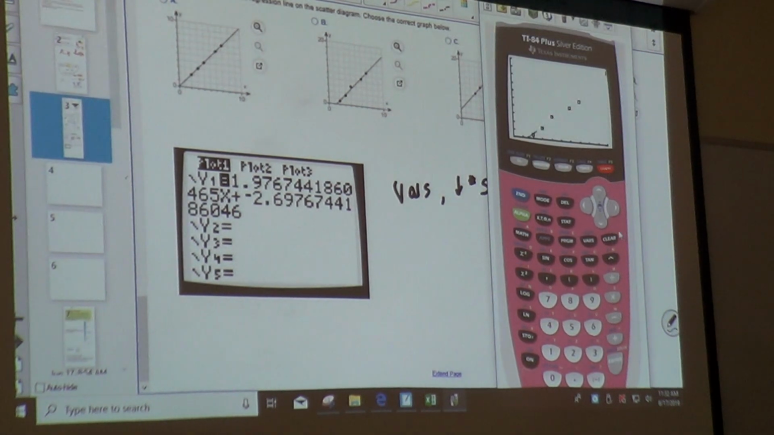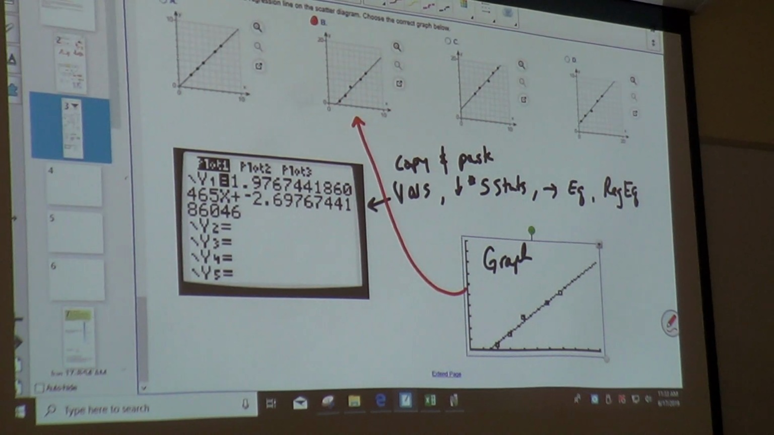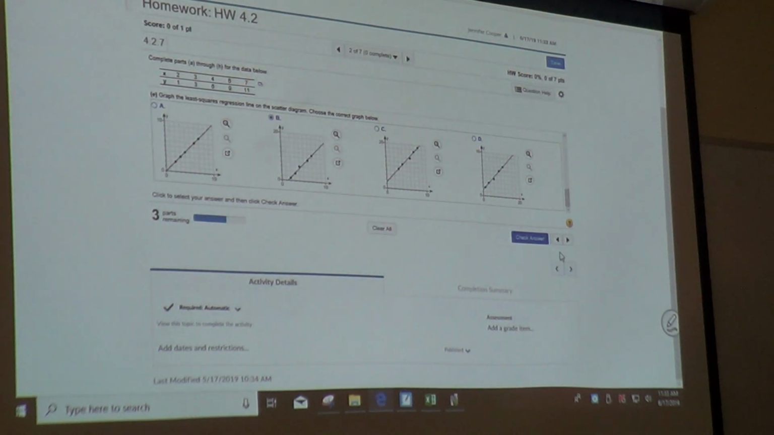Just graph. So it took out the one that I did y equals mx plus b, and it put in the one that the graphing calculator did. So then I hit graph. This is the copy and paste. This is what sucks it over. That's what made me do that. So now I've got to figure out which one looks the closest. I would say B. I would say it matches this one. B.